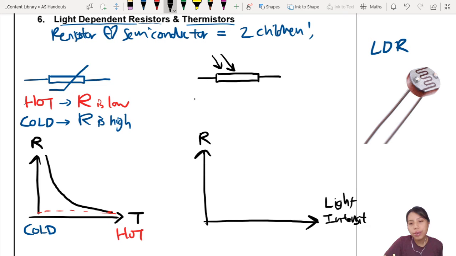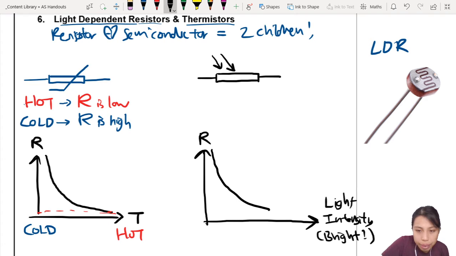There's a certain unit for it, but we don't need to worry about that now. Basically, it means brightness. How bright is it? And it will also have the same kind of shape like that. Why?